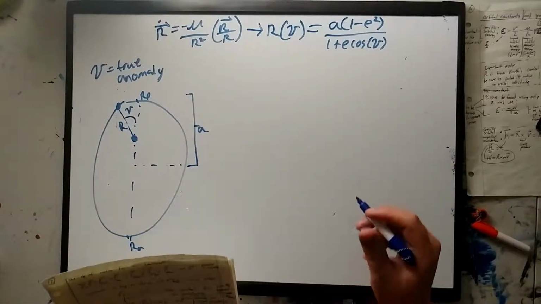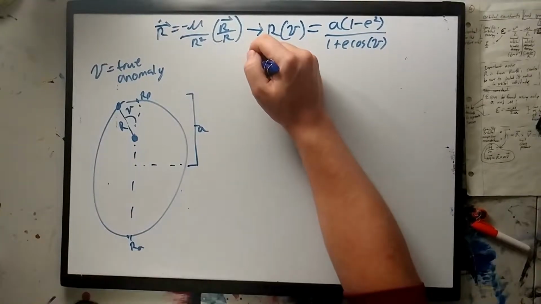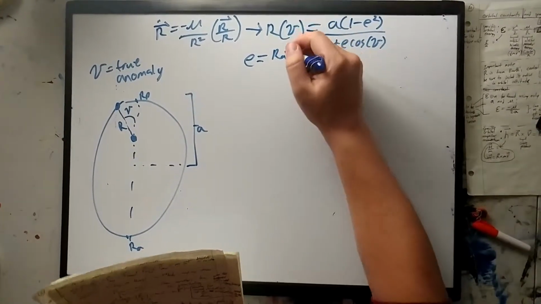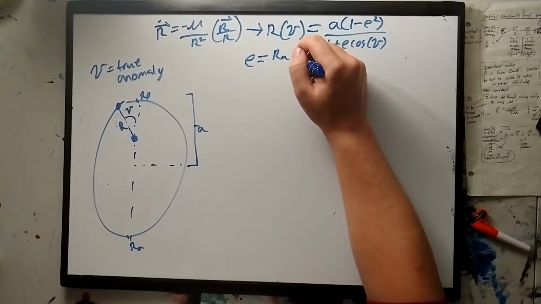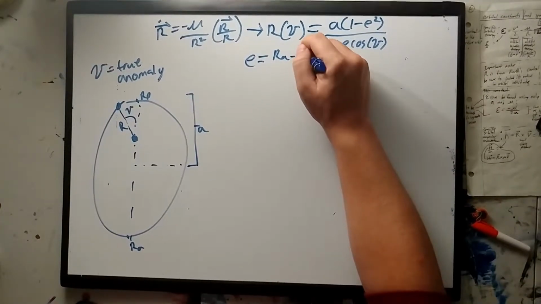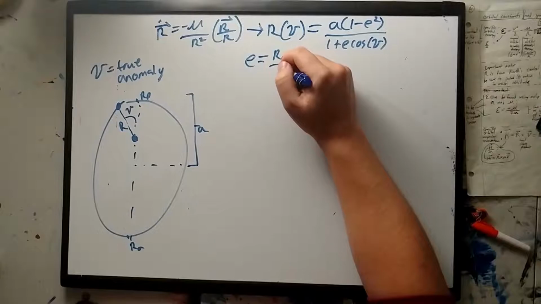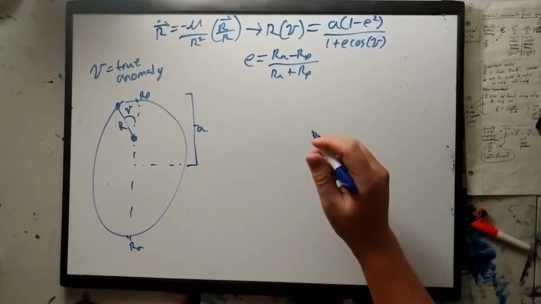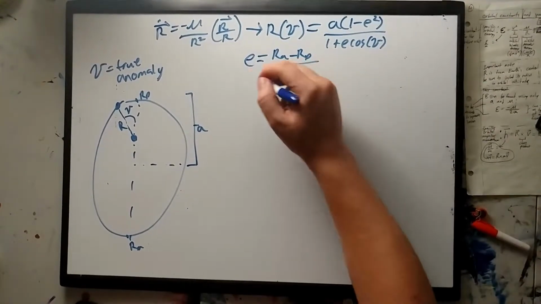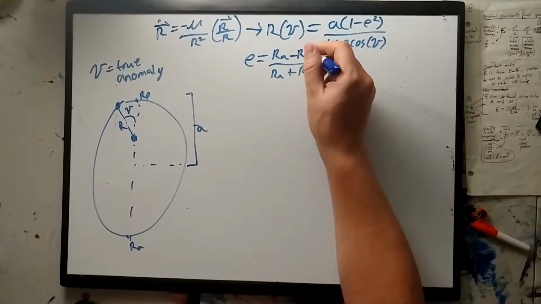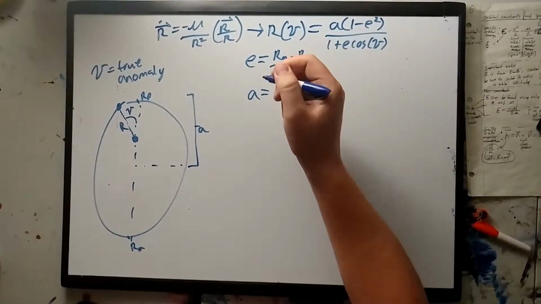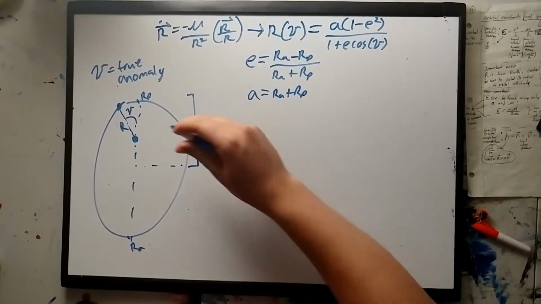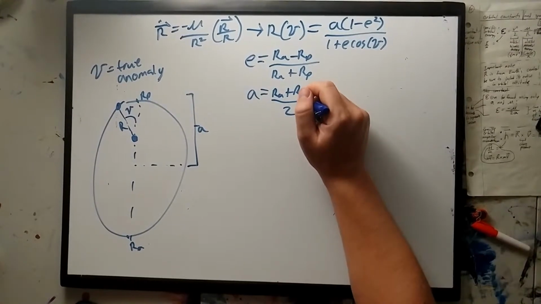So we can define e in a more mathematical form. e is equal to RA, the radius of our apoapsis, minus RP, all over RA plus RP. And then we can also define our semi-major axis from the apoapsis and the periapsis. So a is equal to RA plus RP, which is just the entire major axis, divided by 2. Easy.